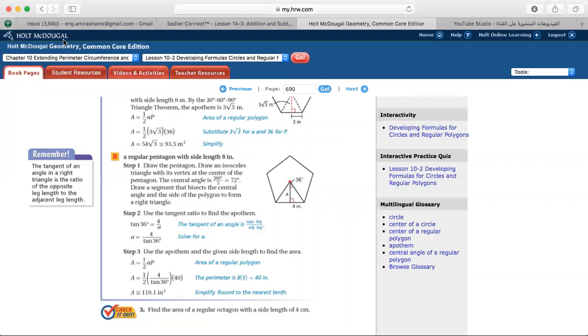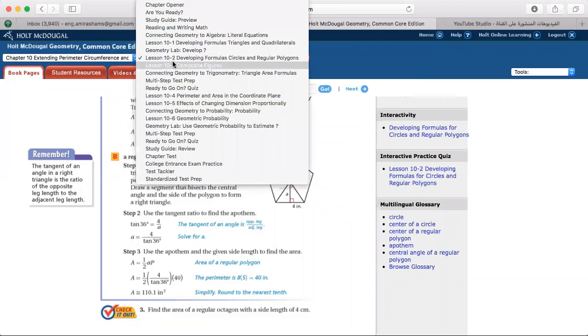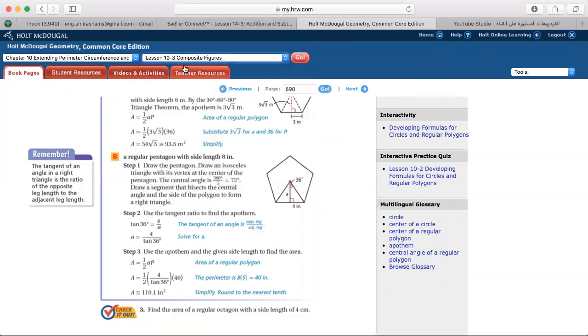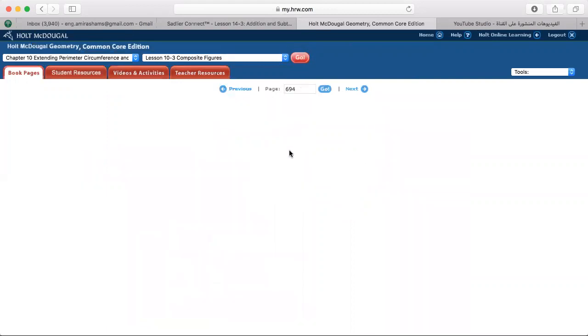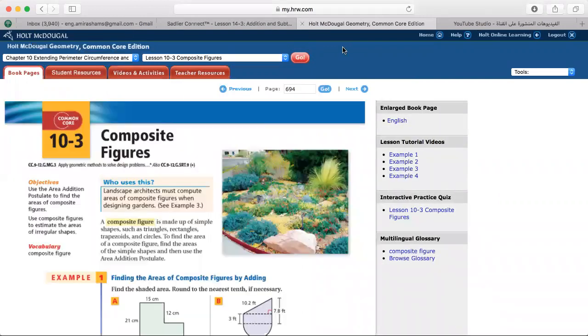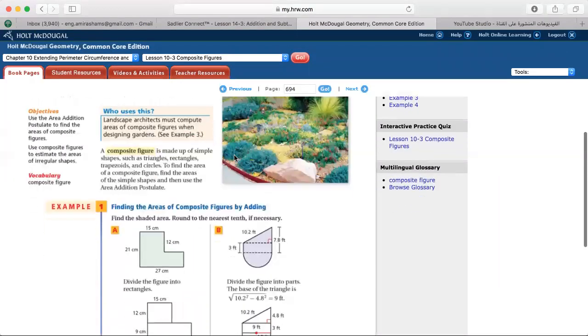If we go now to the next lesson, it was easy. It was composite figures. A composite figure is made up of simple shapes such as triangles, rectangles, trapezoids, and circles.